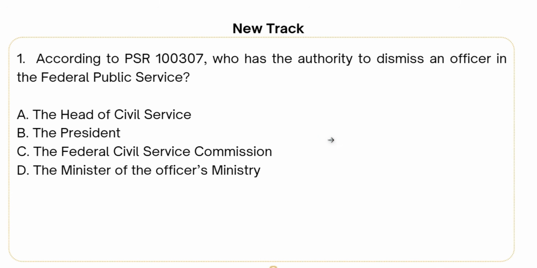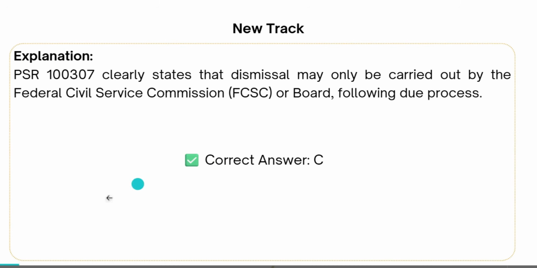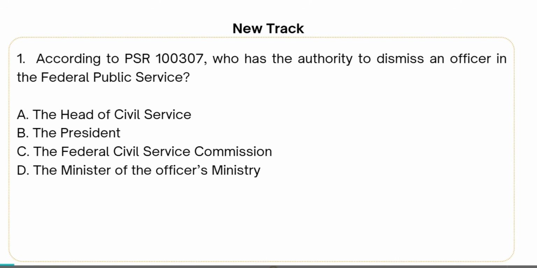Who in the first place employed a public servant? It is the Federal Civil Service Commission. Public servants from level 7 up to level 13 are employed by the Federal Civil Service Commission. So if they have the power to employ, that definitely means that they have the power to also dismiss. They are the ones that have the only power to dismiss. So what is the right option? The right option is C, the Federal Civil Service Commission.